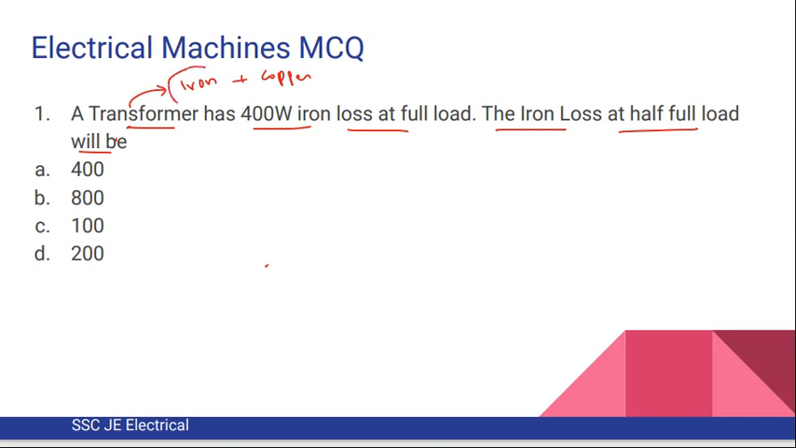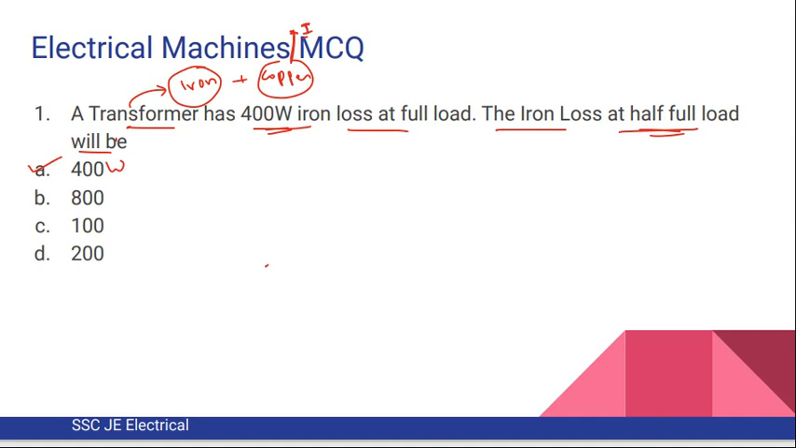So here iron losses are fixed losses. It won't depend on the load, okay. Copper losses depend on the load. Iron losses at full load are given as 400 watts, and at half load is asked. So iron losses won't change, therefore the answer will be 400 watts, okay. Only copper losses depend on the load.